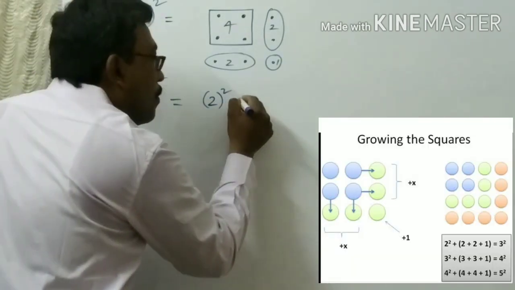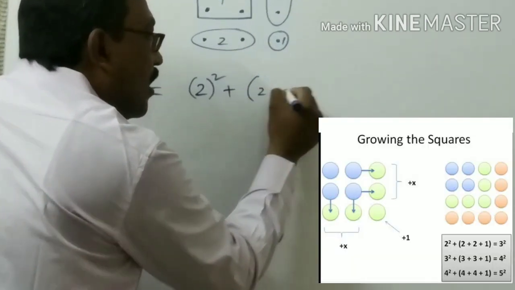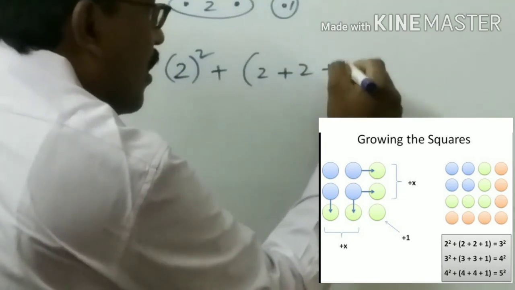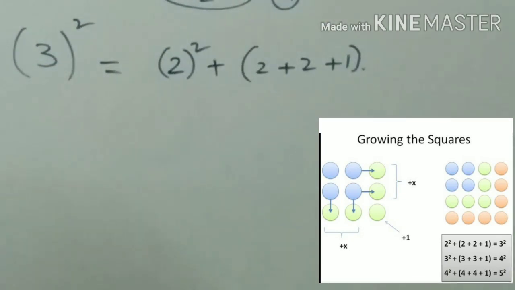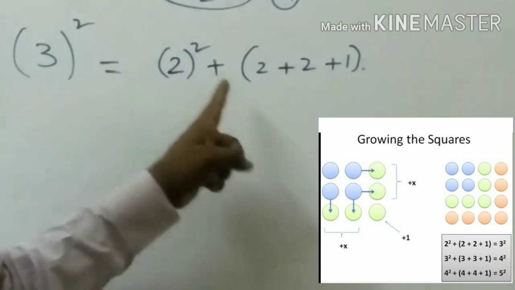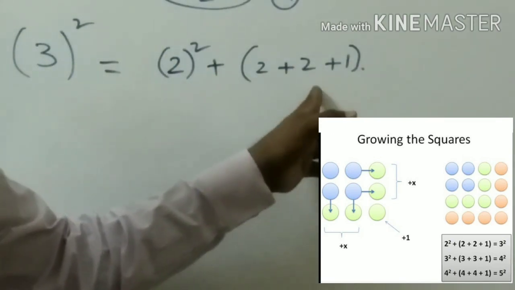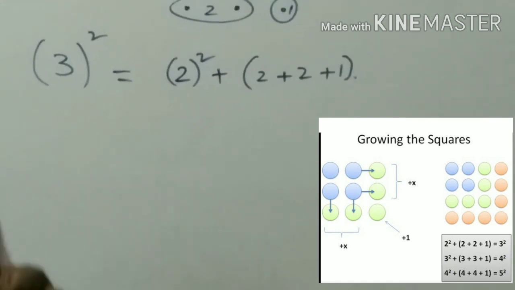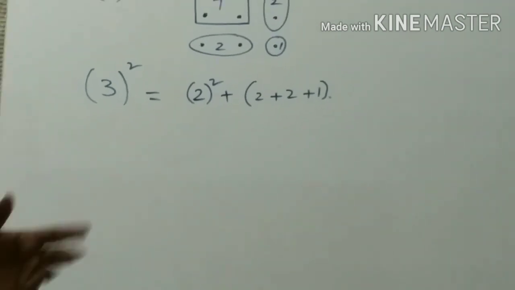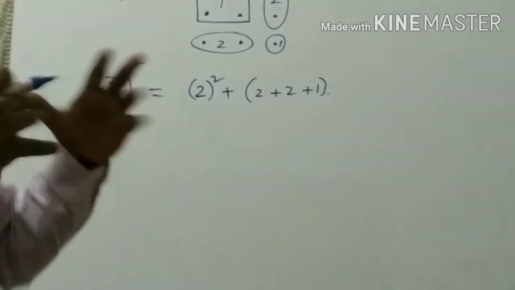number, plus here 2 dots are there, here 2 dots are there, 1 dot is there. So, 2 square is 4, 2 plus 2 plus 1, that is 5. 4 plus 5 is 9. So, we can see it from a different angle.